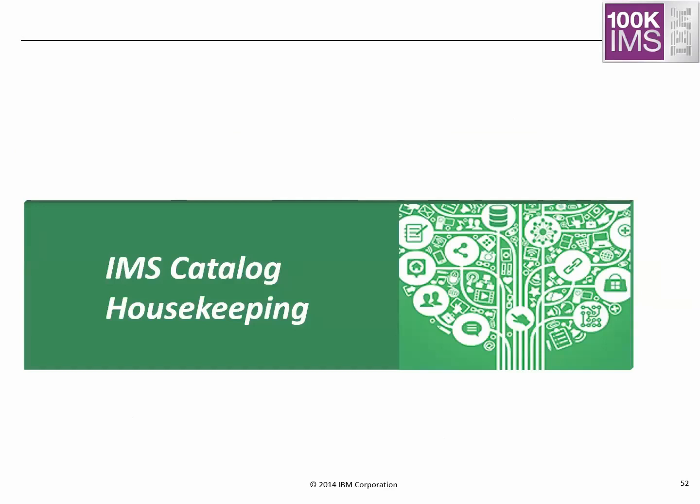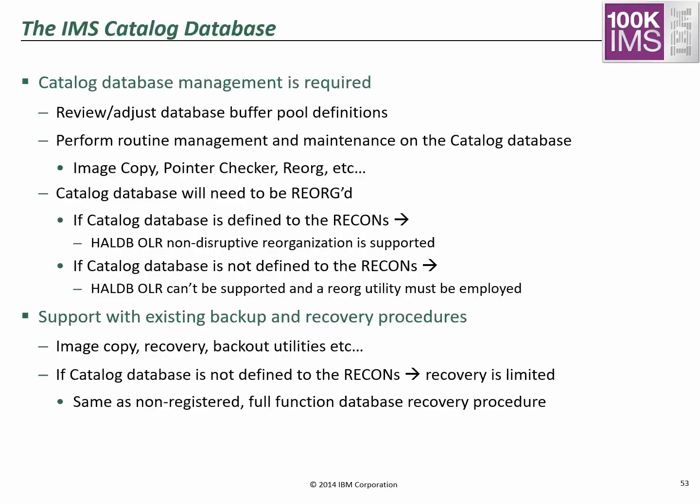There are things you're going to have to do once the catalog is implemented that you were not doing prior to the catalog, right? So first thing, keep in mind the catalog is a database, right? So you've got to do database management now for this very important database. What are those database management things? Well, review your database buffer pool definitions. Make sure you've got enough buffer pools for your catalog. And then you've got to perform routine management and maintenance of the catalog database, right?